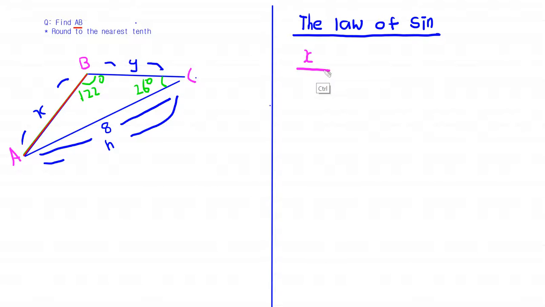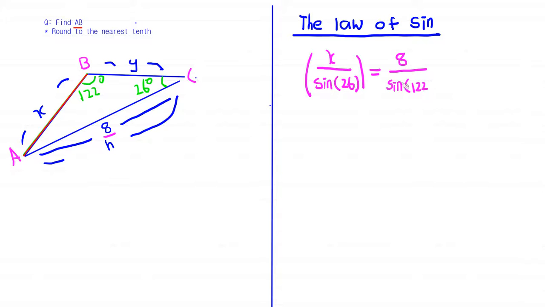I need to write a little bit to the right side because we don't have space. X over sine of 26 is equal to, let's see, we know the value of 8, so we need to use sine of 122. It's equal to 8 over the hypotenuse, which is opposite, which is equal to sine of 122. And we made an equation here.